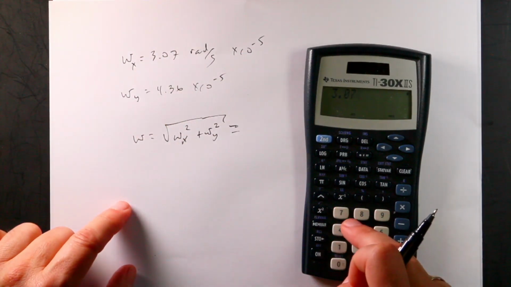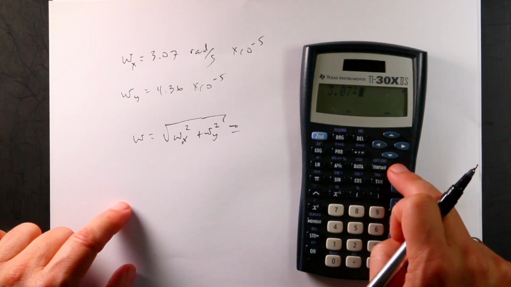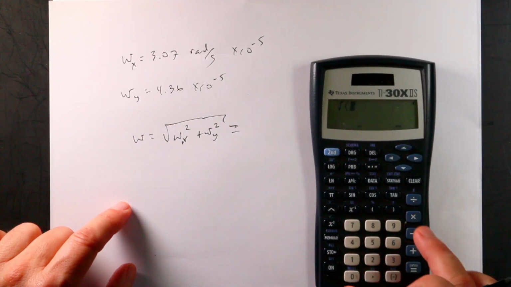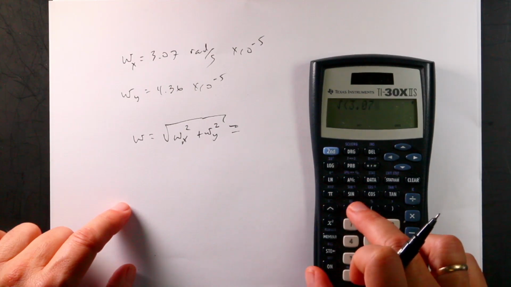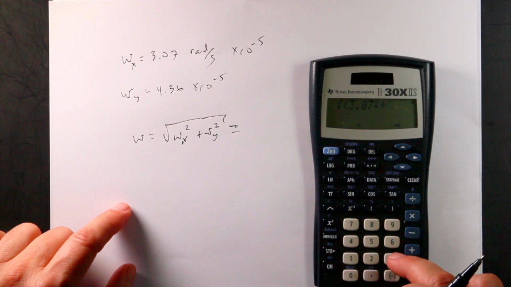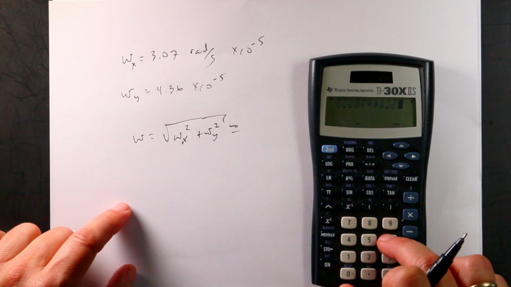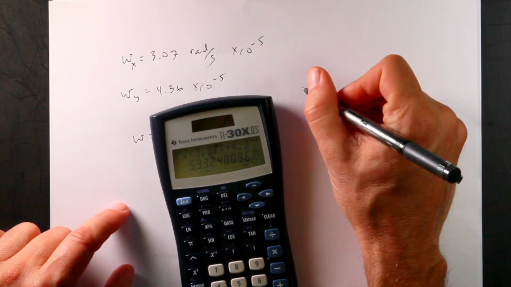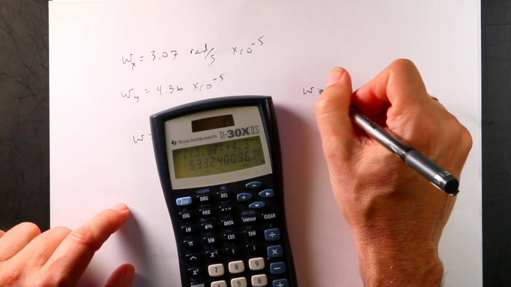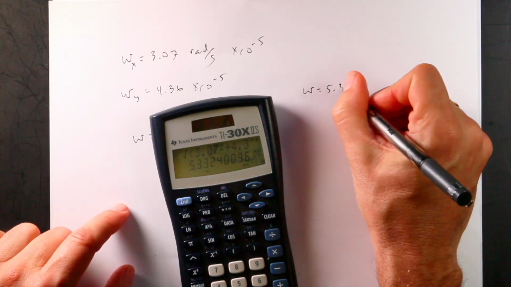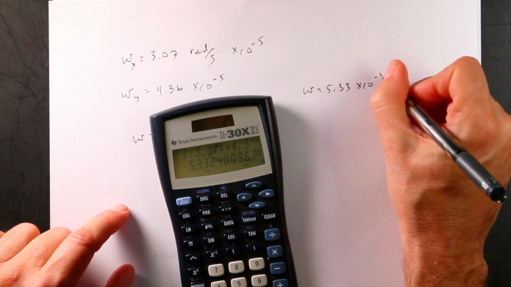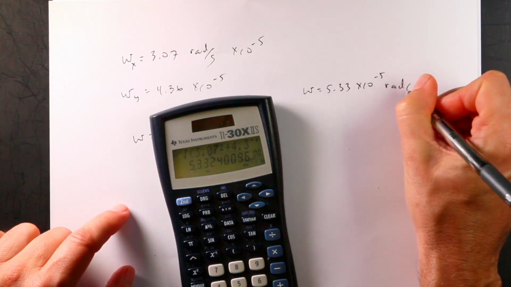So I can say the square root of 3.07 squared plus 4.36 squared, close parentheses, equals. So I get omega equals 5.33 times 10 to the negative fifth radians per second.